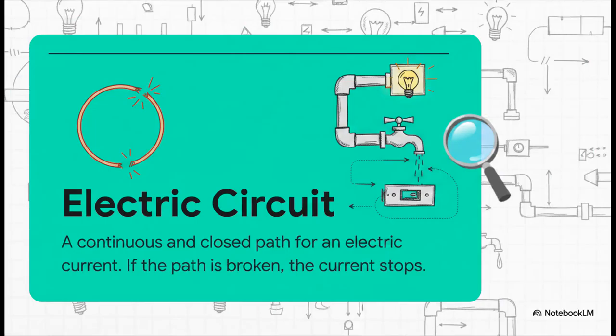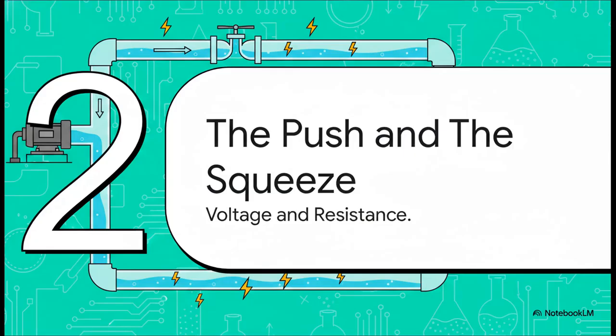But here's the catch. For those electrons to actually go anywhere, they need a complete path, and we call that an electric circuit. It has to be a continuous, unbroken loop. If you cut the wire, or even just open a switch, it's like putting a cap on a pipe. Everything just stops. No closed path means no current. Simple as that.